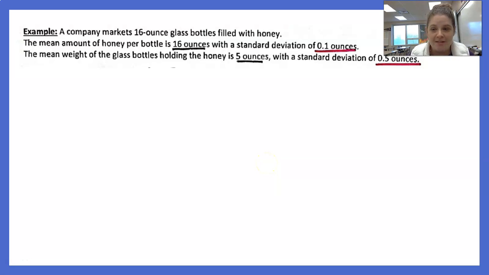Okay, let's go through a couple examples of combining means and variances. This is part of the last video, so this is like part 2. If you haven't watched part 1, go watch part 1. If you're here, good job.